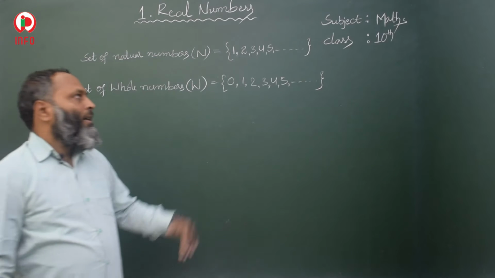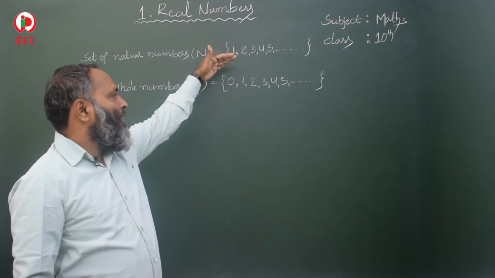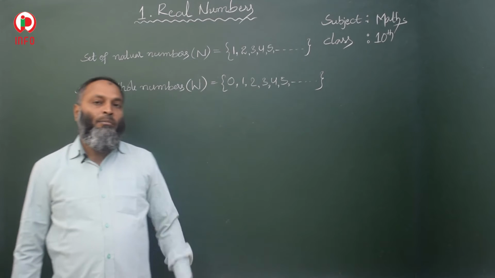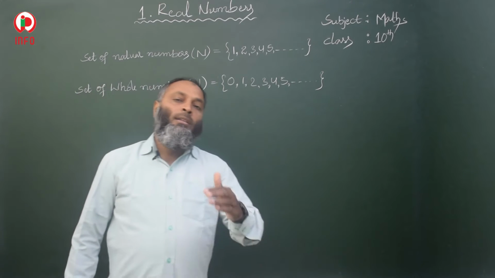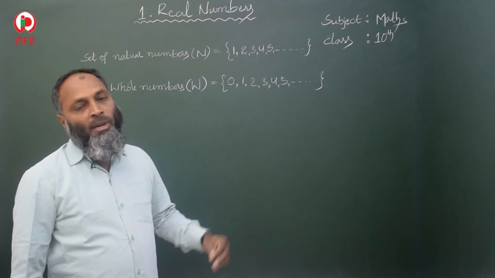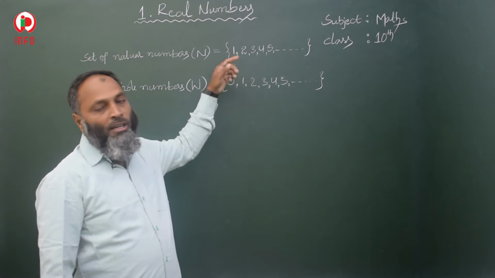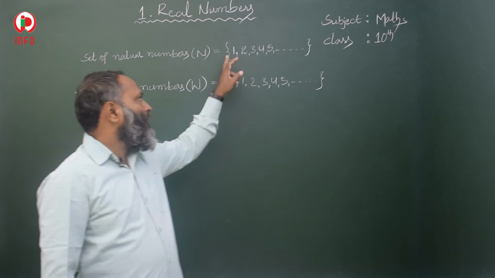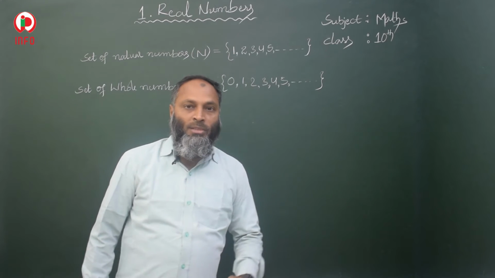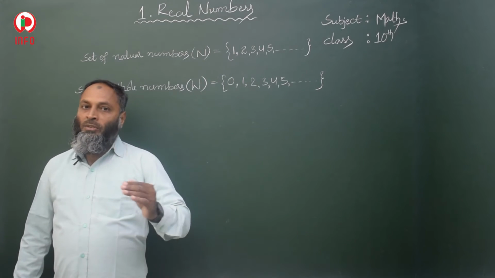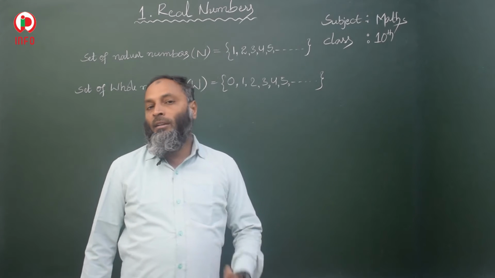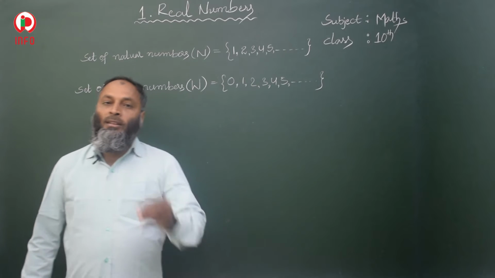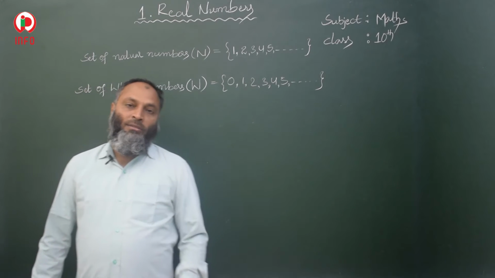If we compare the set of natural numbers and the set of whole numbers, only one minor difference is there between them. What is the minor difference? 0 is there in the set of whole numbers and 0 is not there in the set of natural numbers. So that is the minor difference between the set of natural numbers and the set of whole numbers.